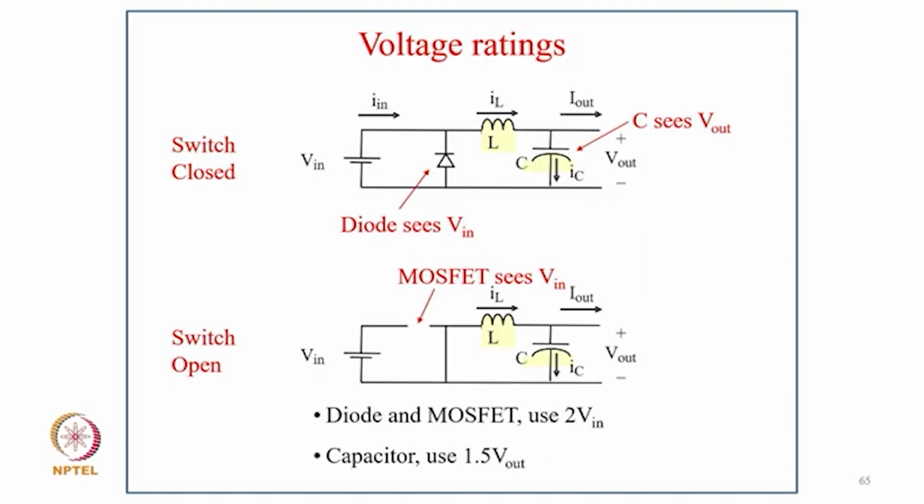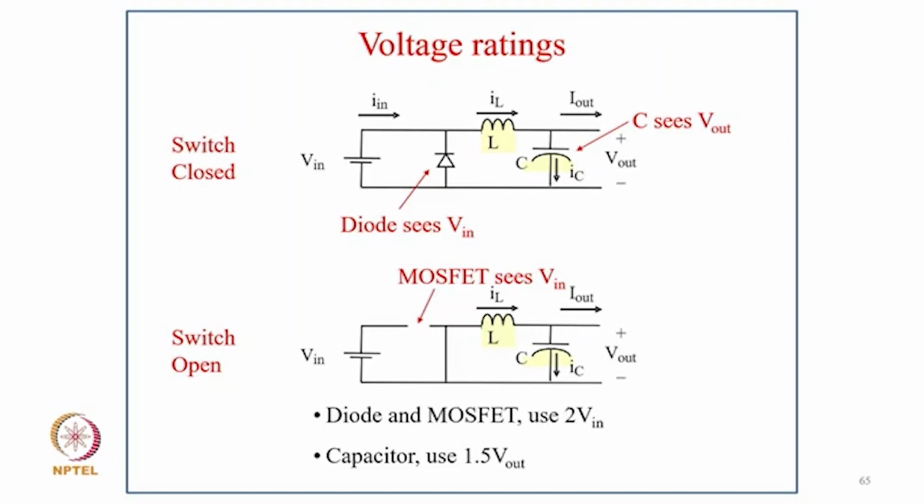Now coming to voltage ratings. If the switch is closed, you can see in the circuit how the current flows through the inductor and capacitor, and the diode sees only V in. When the MOSFET is off, the diode conducts and the switch is open, and you can see the current in the inductor and the capacitor voltage.